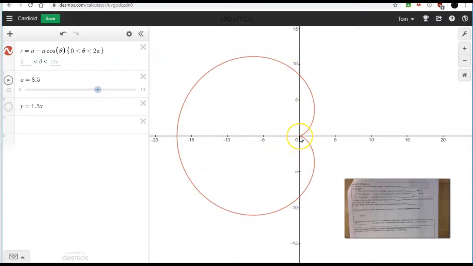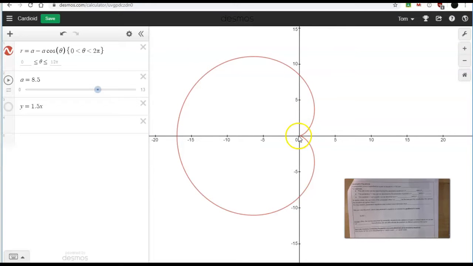We'll come back to the cardioid soon, but hopefully you've got something like this. If you start with theta being equal to 0, the radius is 0, and then as you increase theta to pi, the radius increases as well, and then as you move from pi back round again, the radius decreases. So we get the second half of the curve. When we get to 2 pi, we're back at the beginning with a radius of 0.